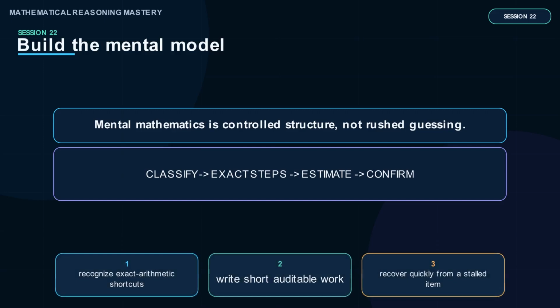The first goal is to recognize exact arithmetic shortcuts. Connected to the second goal, write short auditable work. Correct calculation begins with correct interpretation. When the surface details change, search for the same relationship underneath. Transfer means choosing the structure from evidence rather than waiting for a familiar-looking example.